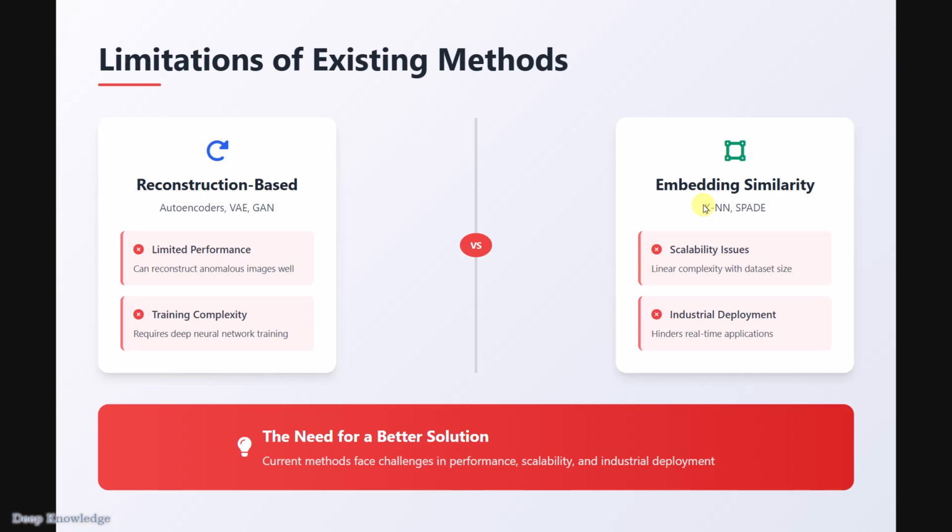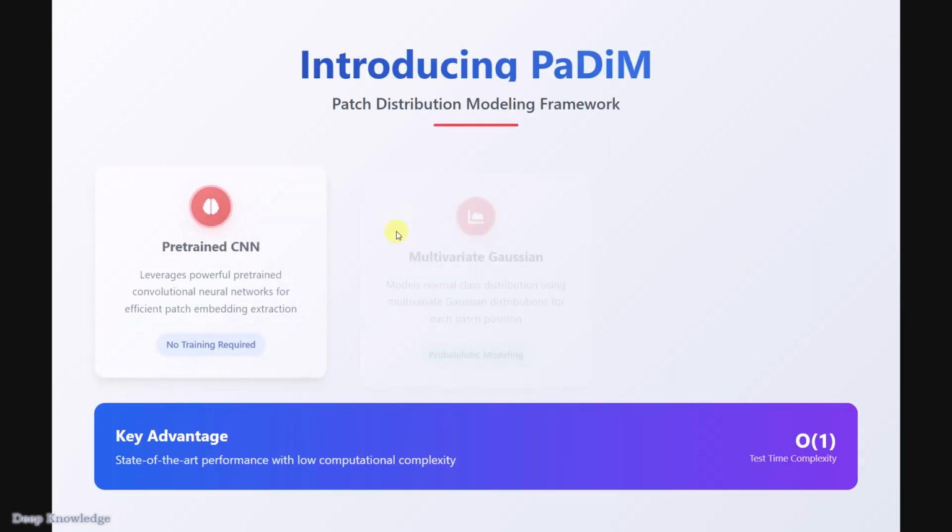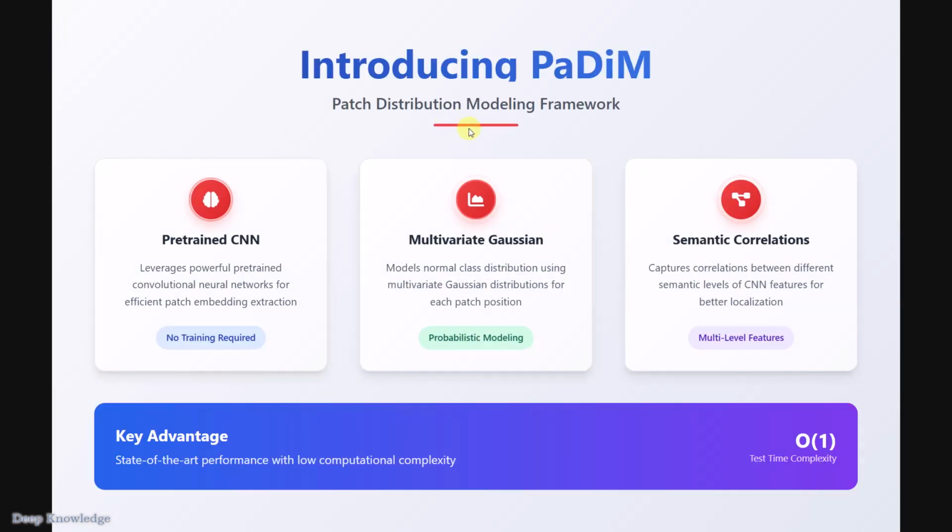And to calculate the KNN, you have to calculate the distance between this image against the 10,000 images, which is time complexity. And it's really not needed, and this is somehow the limitation of the existing algorithms. And let's see, we need a good solution, which is PaDiM.